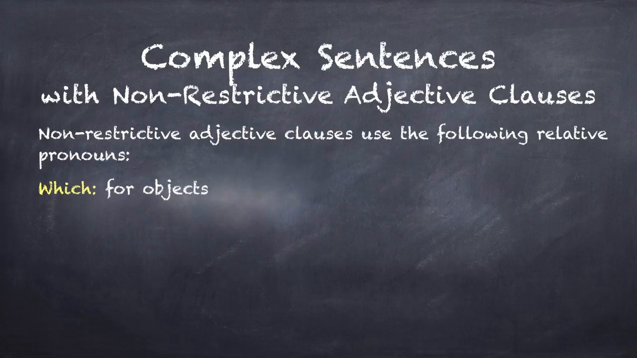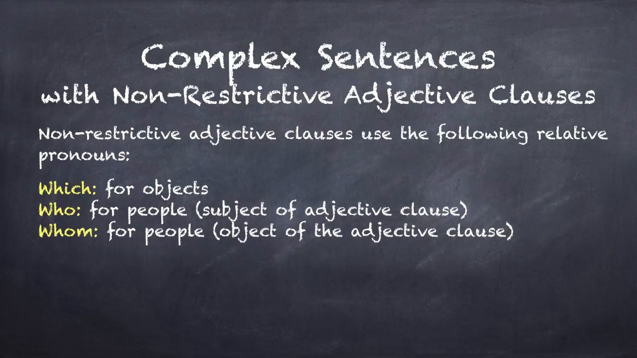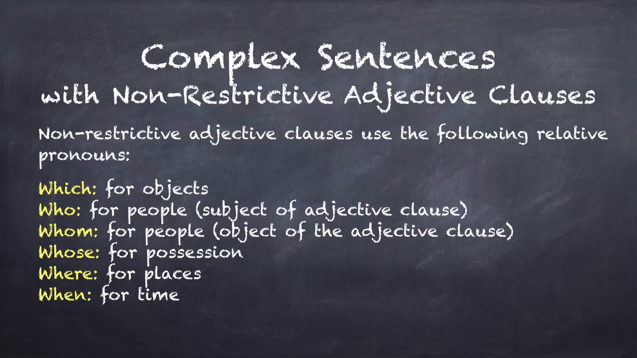One difference is that non-restrictive adjective clauses use which for objects. They use who for people when they're the subject, whom for people when they're the object, and whose for people when there's possession. They use where for places and when for time. So the only relative pronoun in non-restrictive adjective clauses that is different from restrictive adjective clauses is which for objects.